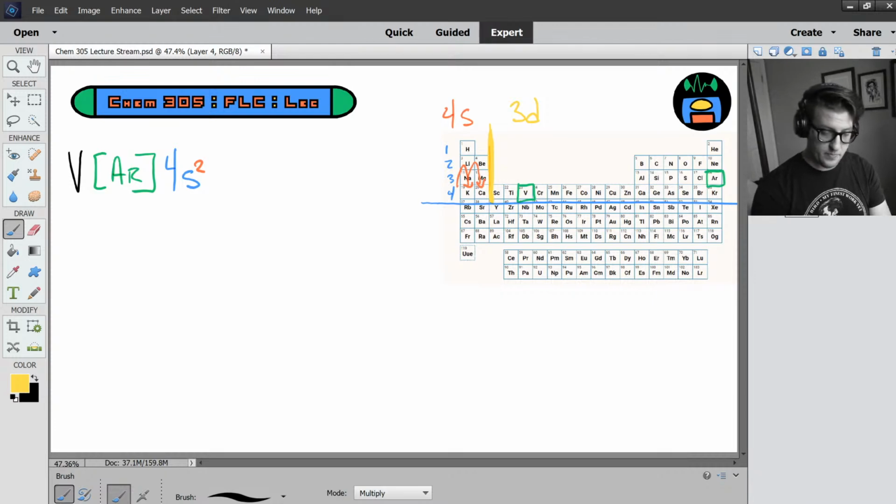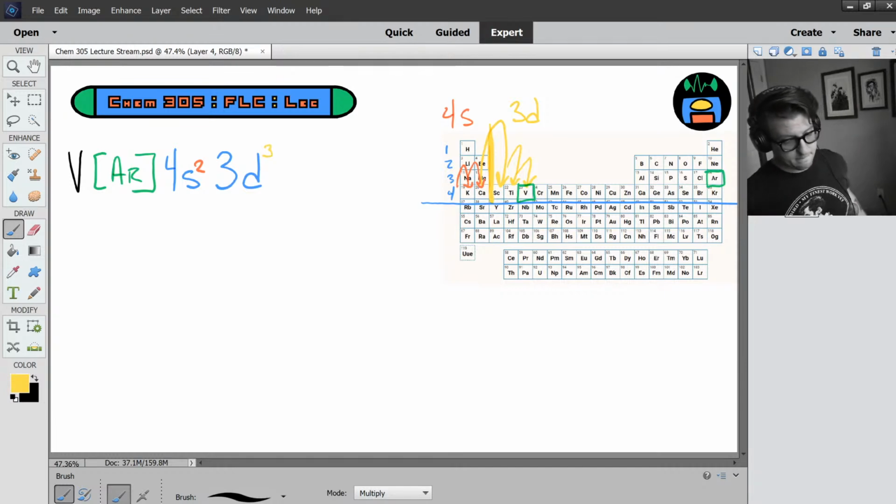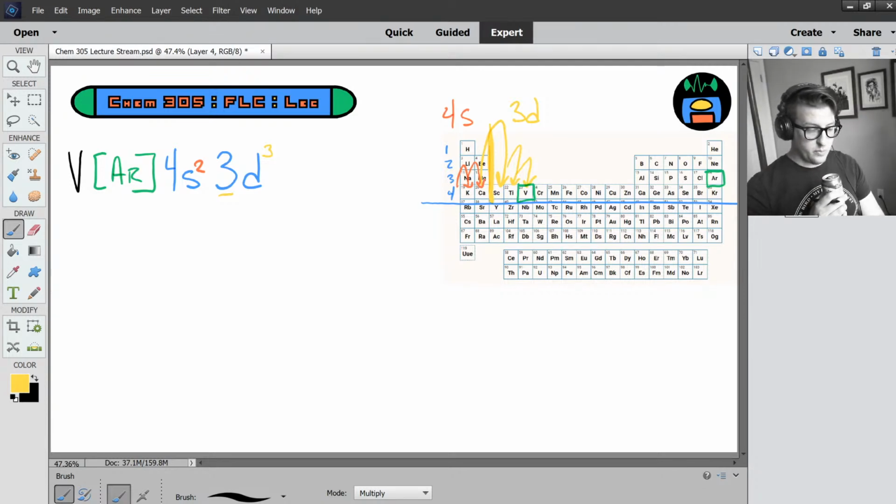So we cross from calcium to scandium. That's 1, 2, 3. We are 3 spaces into the D block. So this will be 3d3. All right. And the shell of the D block that you're filling will always be 1 shell lower than the S subshell that you just filled. Right, so the electron configuration for vanadium will be argon 4s2 3d3.